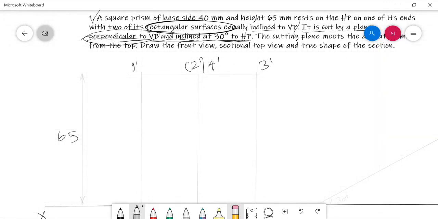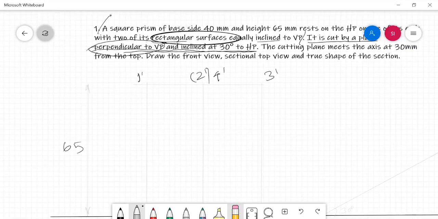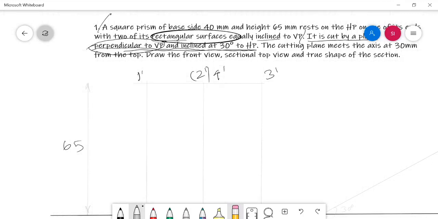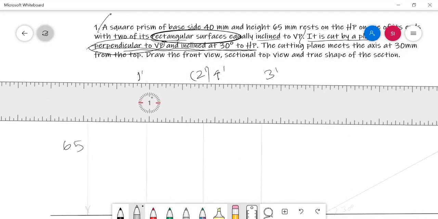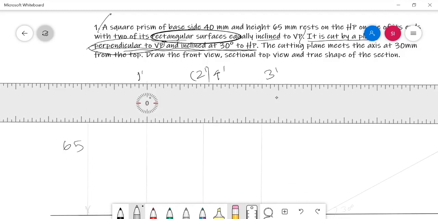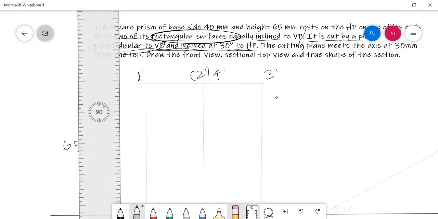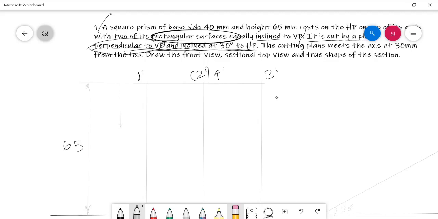Then that cutting plane, inclined 30 degrees to HP, meets the solid axis at 30 mm from the top. The location of the cutting plane with respect to the solid is that the cutting plane meets the solid axis 30 mm from the top. So from the top we have to measure a 30 mm distance. I am doing it in an approximate manner. On your paper you can do it with the right value.